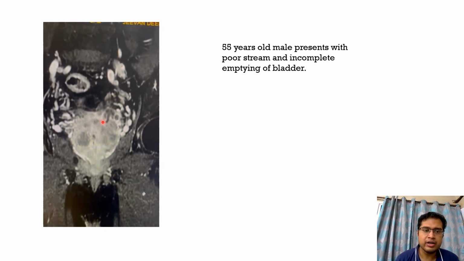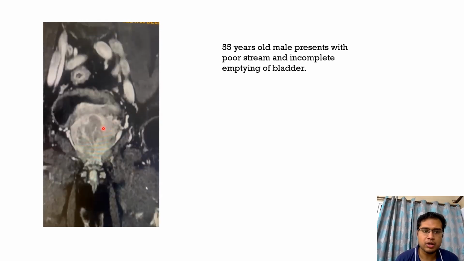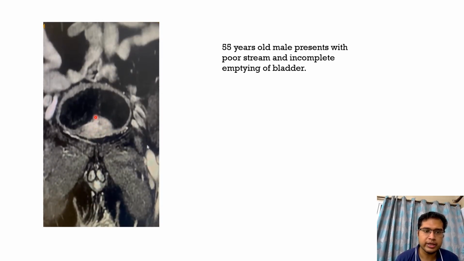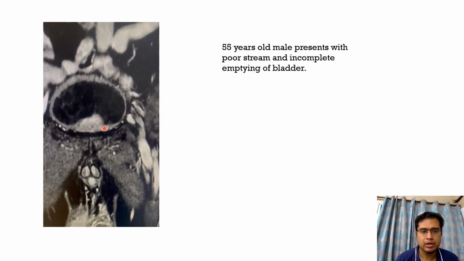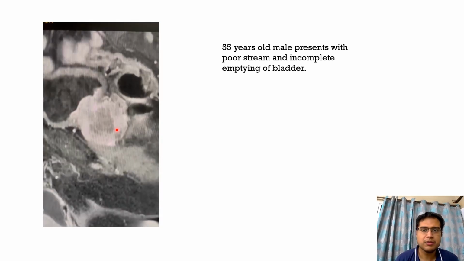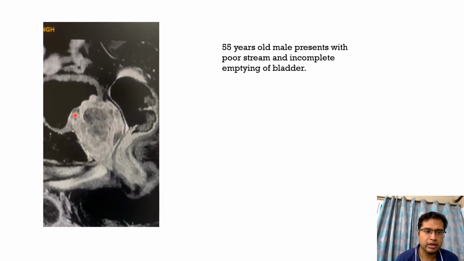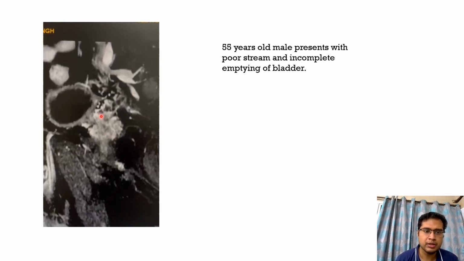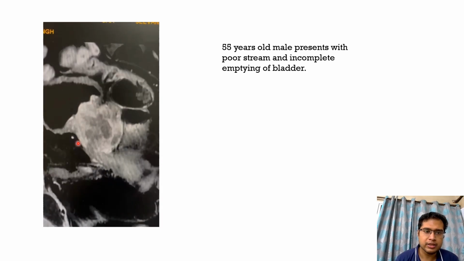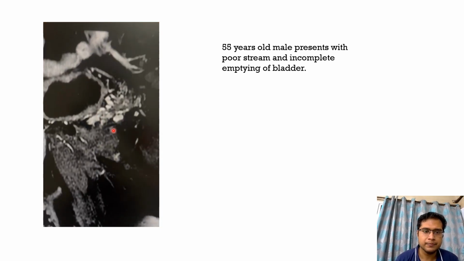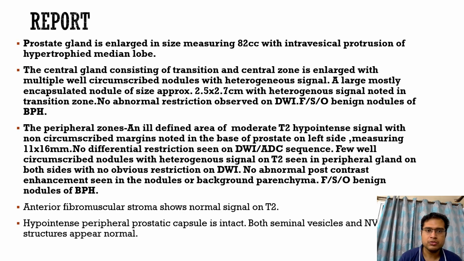There is of course intravesical prostatic protrusion of the hypertrophied median lobe of the prostate that can be seen, because of which the patient is having that incomplete emptying of the bladder. Intravesical prostatic protrusion is present. Irregular contour is there. Multiple nodules are seen. So this is the report that I had given, that the prostate was grossly enlarged in size, measuring 82 cc, with intravesical protrusion of the hypertrophied median lobe.